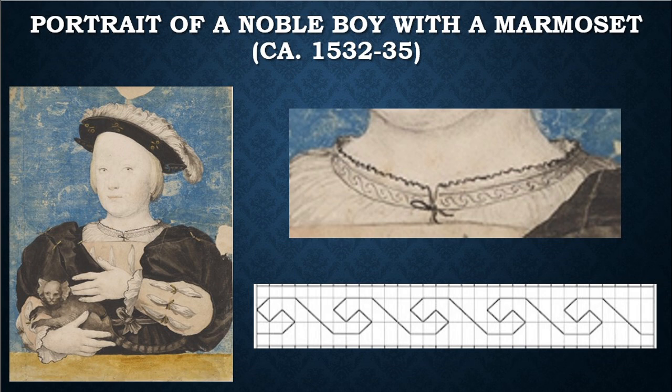They just have the portrait listed as a noble boy with a marmoset, but if you look in closely, you can actually see the pattern around his collar, and because it's Holbein, the details are intricate, we can actually see what the pattern is, and I have recreated it here.